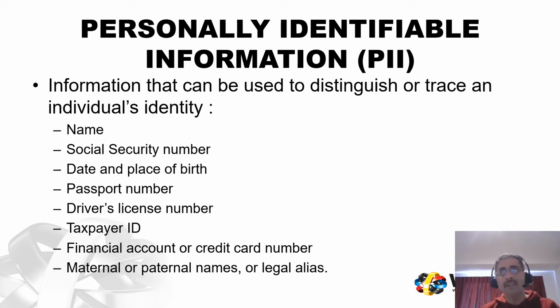However, personal characteristics including photographic images, especially of the face, or other identifiable characteristics such as fingerprints, handwriting, or other biometric data such as retina scan, voice signature, and facial geometry are also elements of PII.